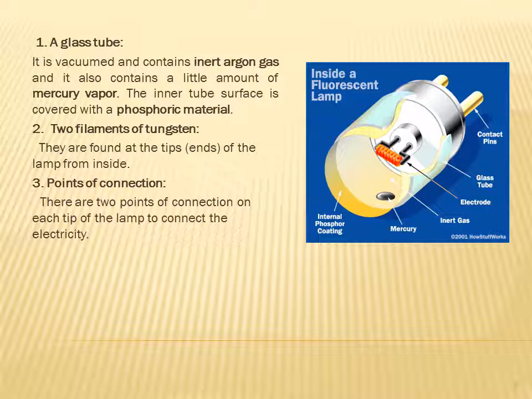Number three, the points of connection. There are two points of connection on each tip of the lamp to connect the electricity. So the points of connection, which are found on each side of the lamp, are responsible for connecting the lamp with electricity. Then inside I have two tungsten filaments, one on each side also. Then the tube itself has a little amount of mercury vapor and inert argon gas and is painted with a phosphoric material. That's all about the fluorescent lamp.